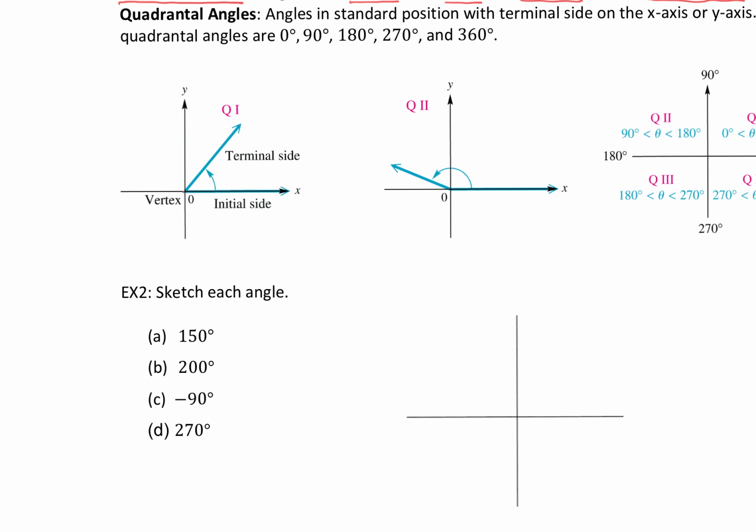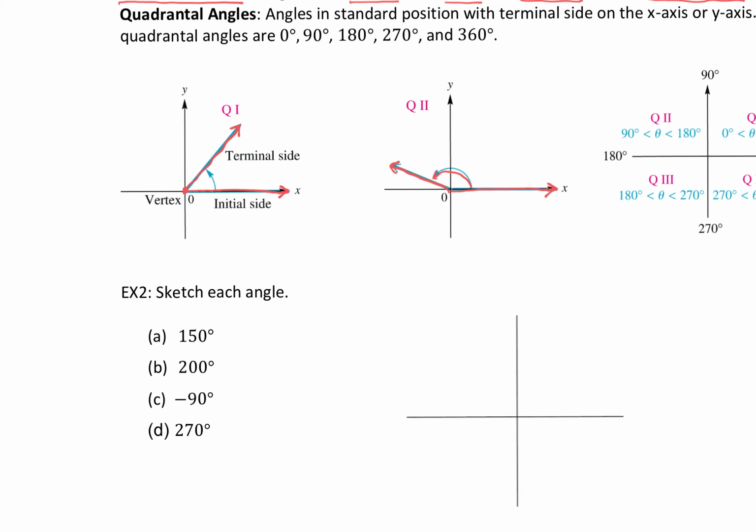So you see we have an initial side on the positive x-axis, vertex is at the origin, and then we just have a terminal side somewhere else. It doesn't matter where that terminal side is to be in standard position: vertex at origin, initial side on the positive x-axis. And then we have another example in this second diagram, same thing. We have an initial side on the positive x-axis. Our angle goes around into quadrant 2, where we have our terminal side, vertex is at the origin. So it's just another example of an angle in standard position.